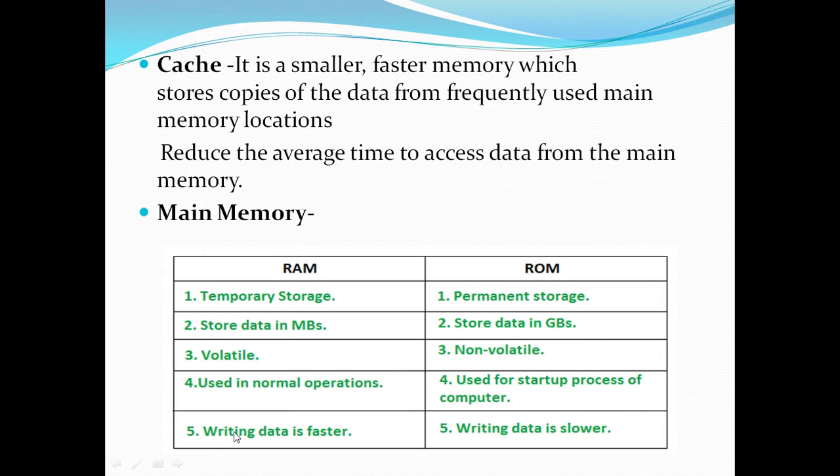In RAM we can read and write. Both operations we can do. We can read as well as we can write. But in ROM, as the name itself suggests, read only memory, we can only read the content. We can't modify the content.